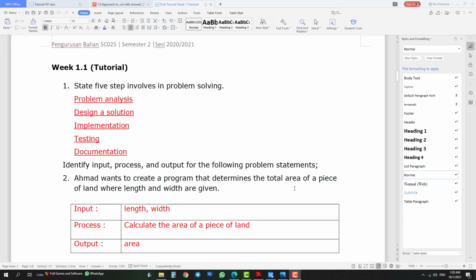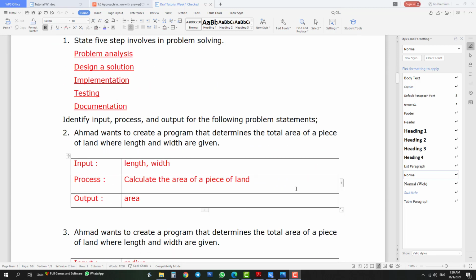Problem analysis, the way to get the solution for the problems from input to output. So question number 2: Ahmad wants to create a program that determines the total area of a piece of land where the length and width are given.